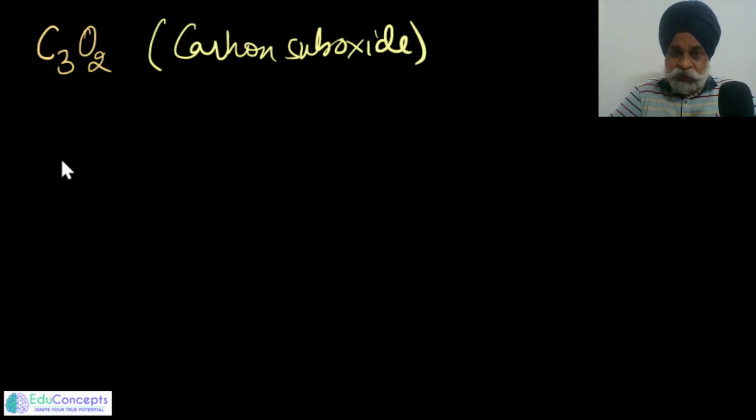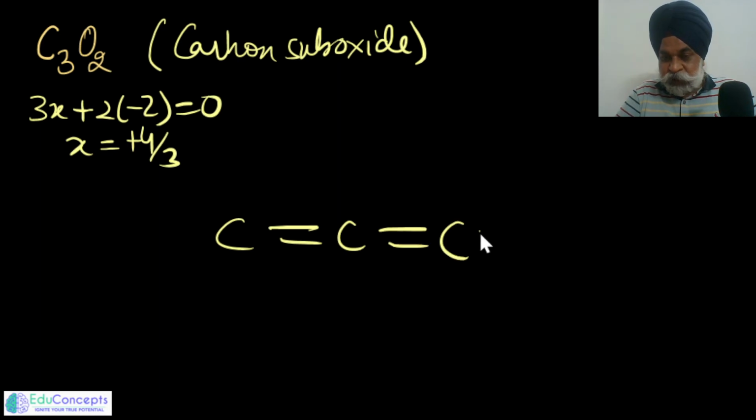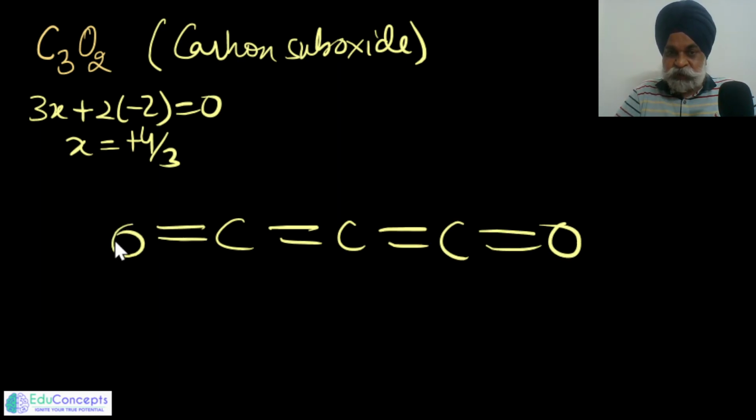Now this is also a very important example, carbon suboxide, a very popular one. In the case of carbon suboxide, 3x plus 2 into -2 equal to 0, so x comes out to be 4 by 3, plus 4 by 3. Now how does it look? The molecular arrangement or the structure is like this. One of the isomers of this formula has this structure.